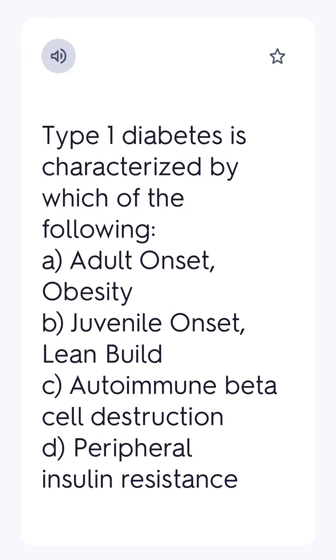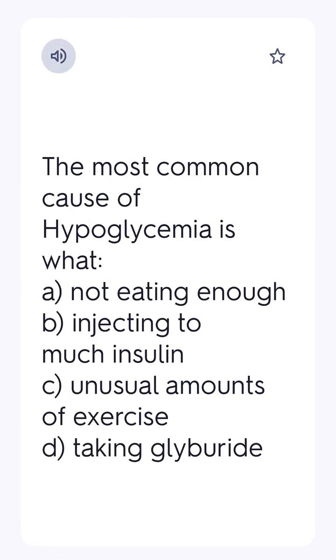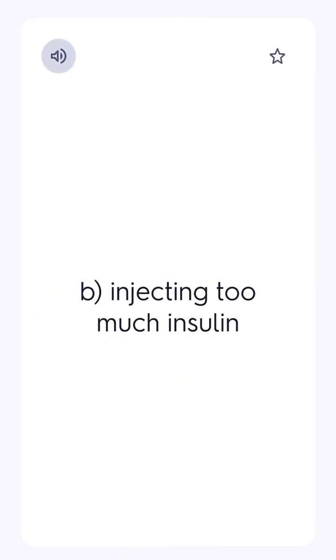Which of the following: A, adult onset, obesity; B, juvenile onset, lean build; C, autoimmune beta cell destruction; D, peripheral insulin resistance. B, juvenile onset, lean build, and C, autoimmune beta cell destruction. The most common cause of hypoglycemia is what? A, not eating enough; B, injecting too much insulin; C, unusual amounts of exercise; D, taking glyburide. B, injecting too much insulin.